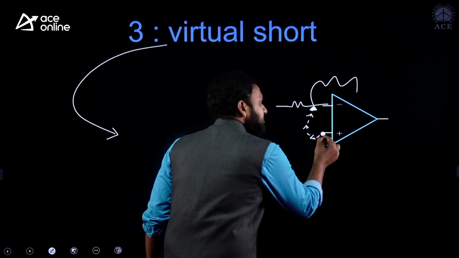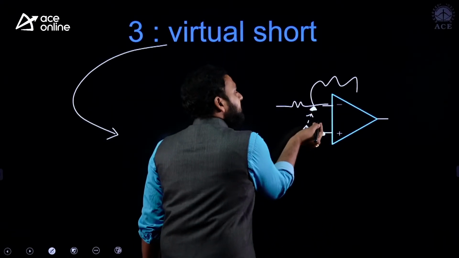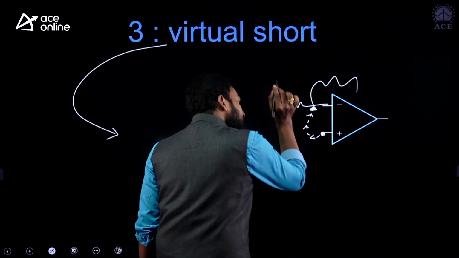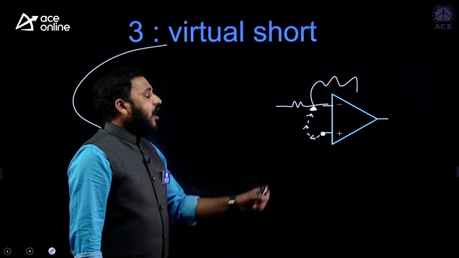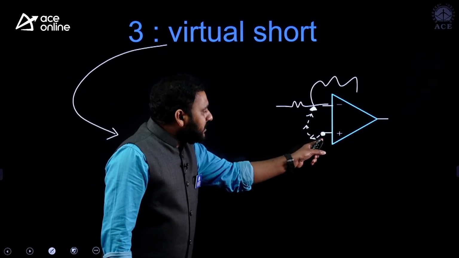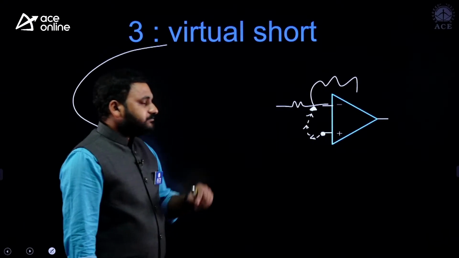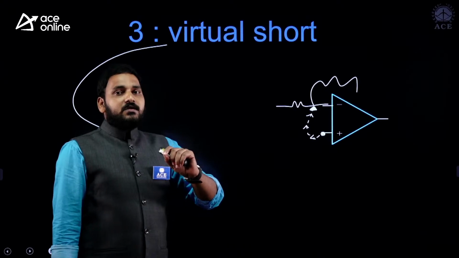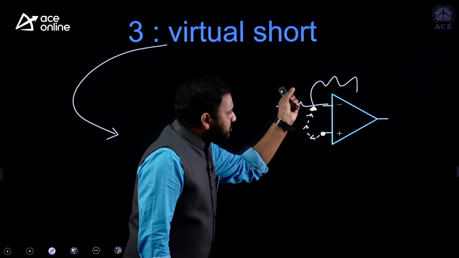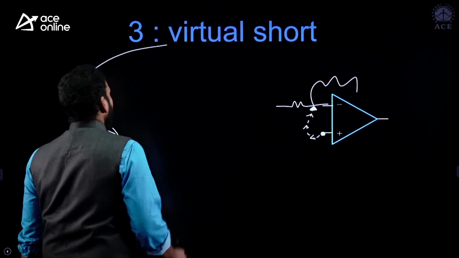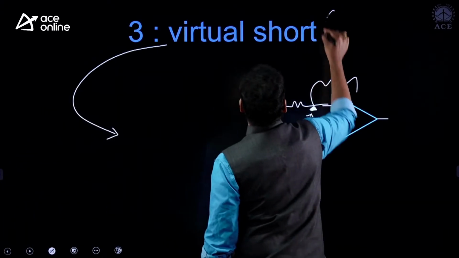Sir, if this terminal is ground, sir? Yes, the ground or 0 volts will reflect here. In that case also it is a virtual short, but you can also call it virtual ground. In the second case, you can call it virtual ground. But the condition is, I am writing virtual short as simply Vs.